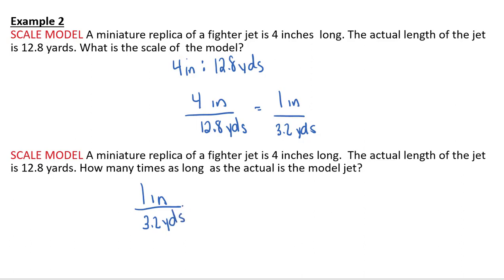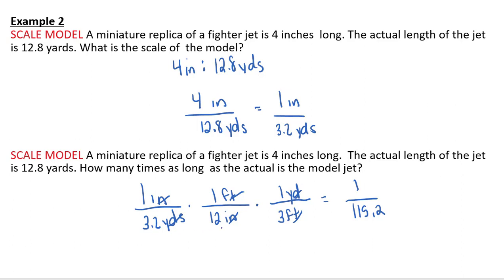So what you're trying to do is convert this so that it's in the same units. There are 12 inches in 1 foot, so the inches cancel. There are 3 feet in 1 yard. So now my yards cancel and the feet cancel. So you're actually trying to find an actual relationship. So that is 1 to 115.2. And you just multiply all of those, 3.2, 12, and 3, together.